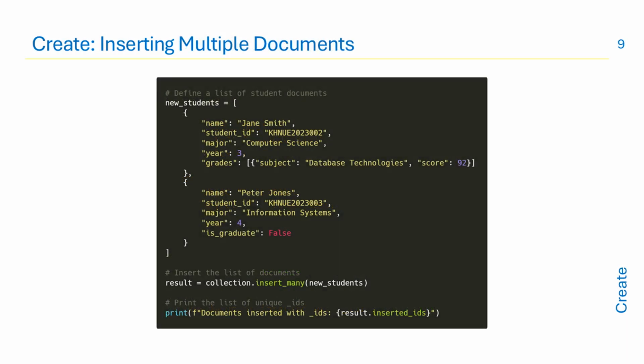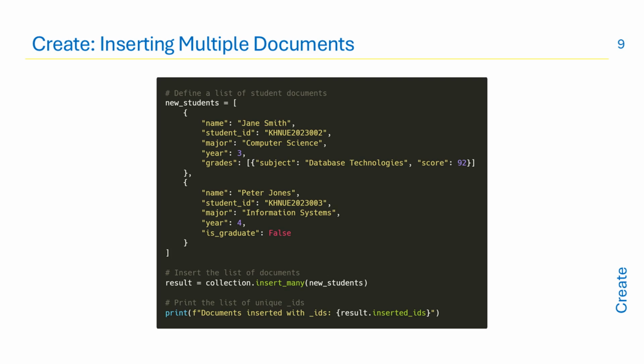In many real-world scenarios, you'll need to add more than one document at a time. For this, pymongo provides the insert_many method. The key difference is that instead of a single dictionary, this method takes a list of dictionaries as its argument. As you can see in the example, we've created a new students list, where each element is a complete dictionary representing a student. The primary advantage of using insert_many is performance.